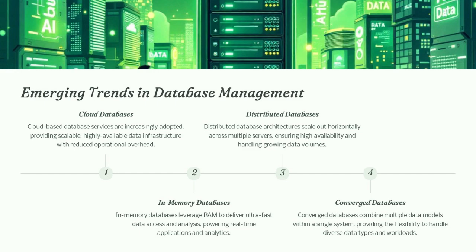Cloud-based database services are becoming increasingly popular as they provide scalable, highly available data infrastructure with reduced operational overhead for organizations. In-memory databases leverage RAM to deliver ultra-fast data access and analysis, enabling real-time applications and analytics. Distributed database architectures scale out horizontally across multiple servers, ensuring high availability and the ability to handle growing data volumes. Converged databases combine multiple data models within a single system, providing the flexibility to handle diverse data types and workloads.